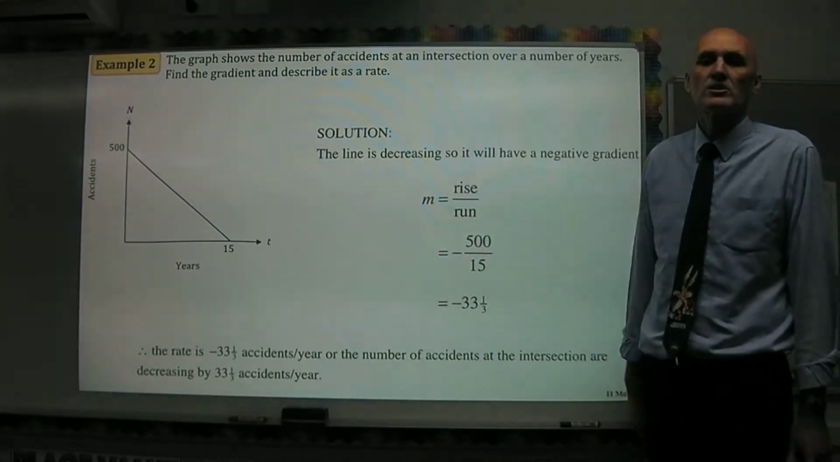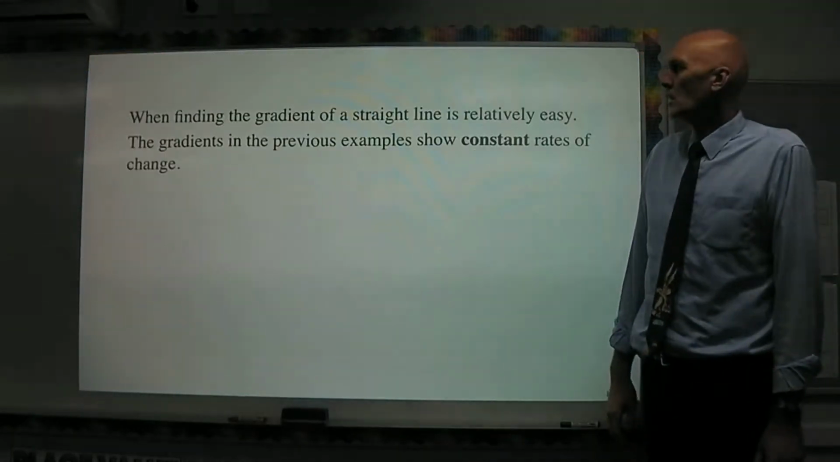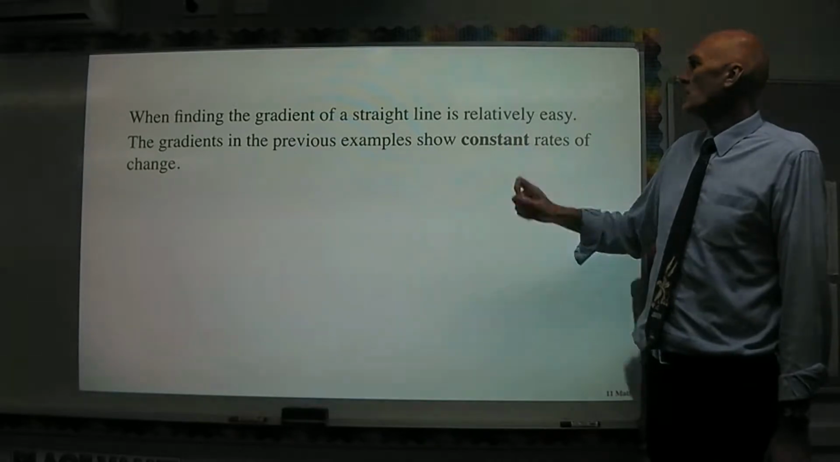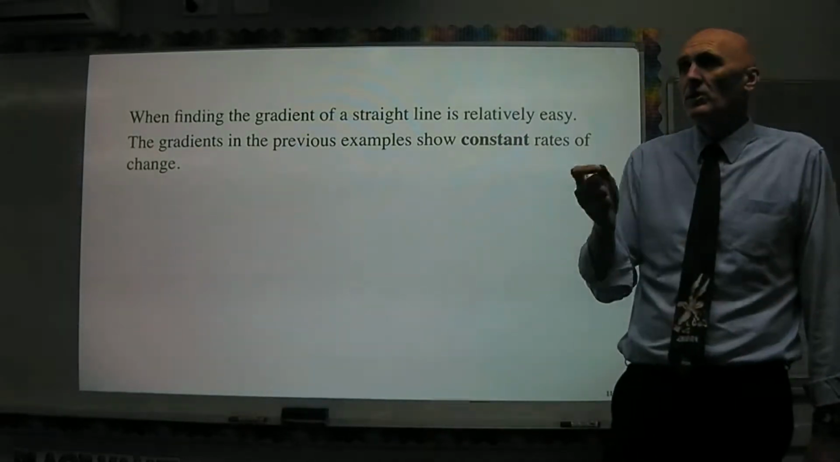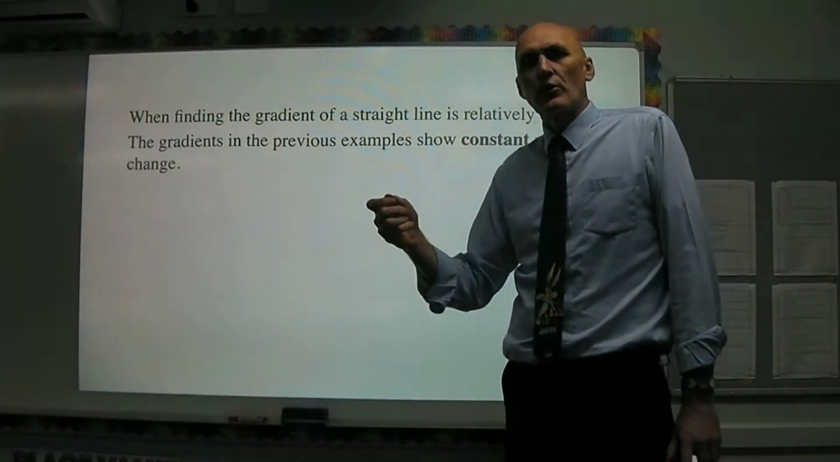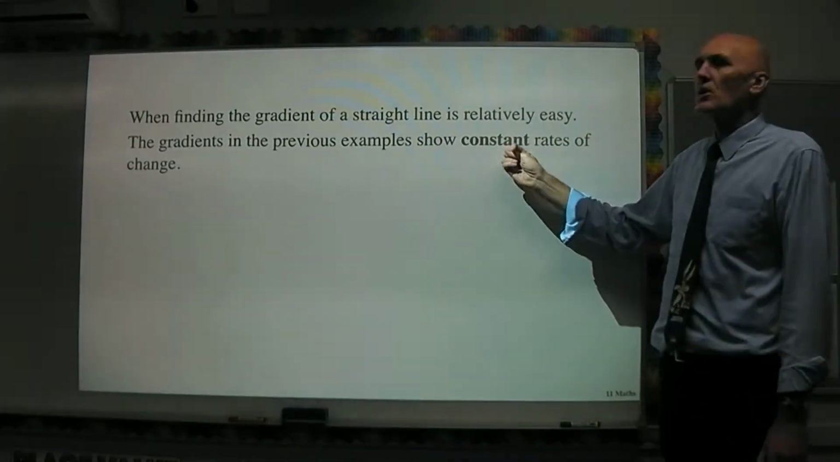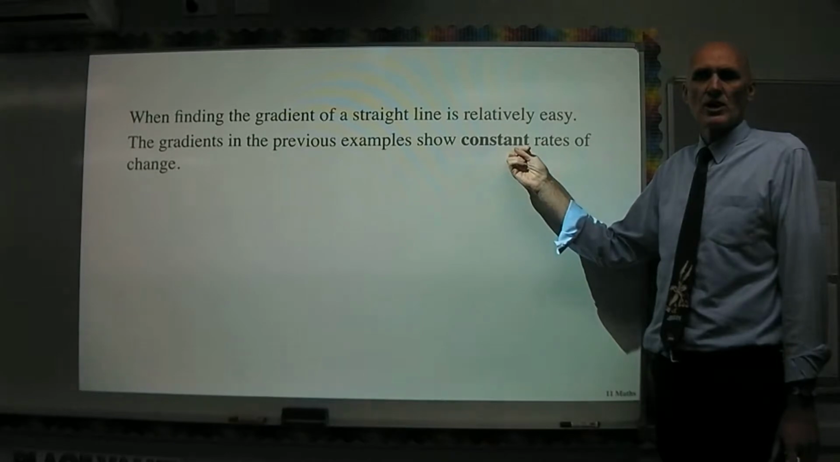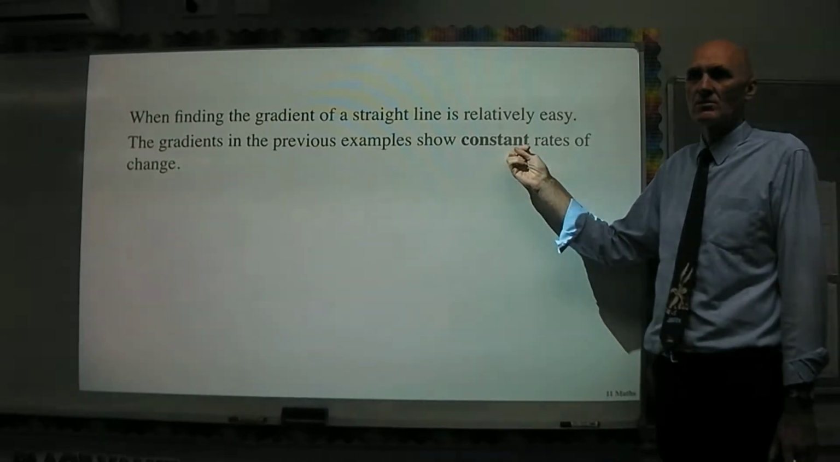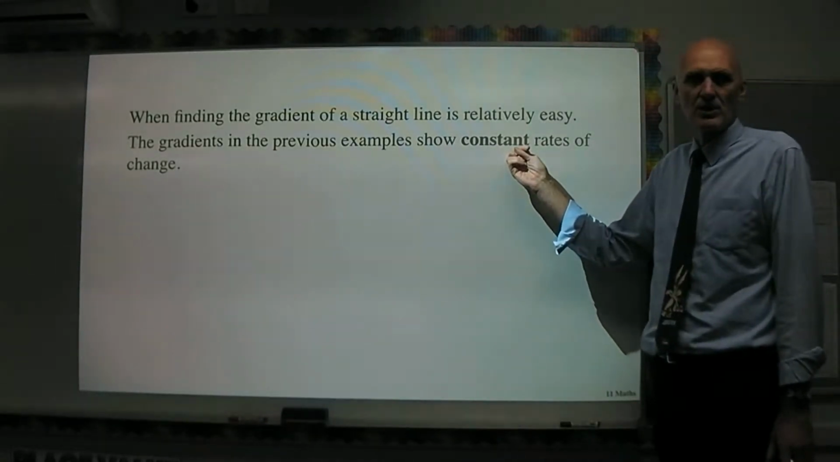So they're straight line situations. Finding the gradient of a straight line is fairly easy if you've got the information because you can use rise over run or you can use some of the other formulas that we've come across. They're called constant rates of change when we're dealing with straight lines. But I've told you we're not going to be dealing with straight lines all of the time.